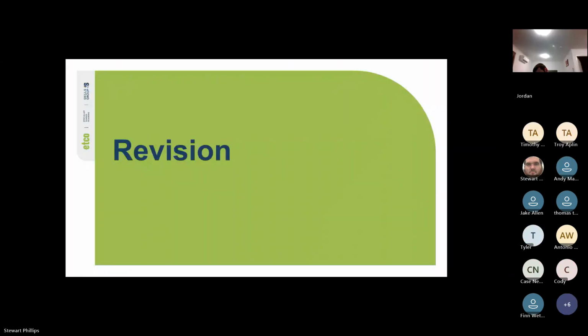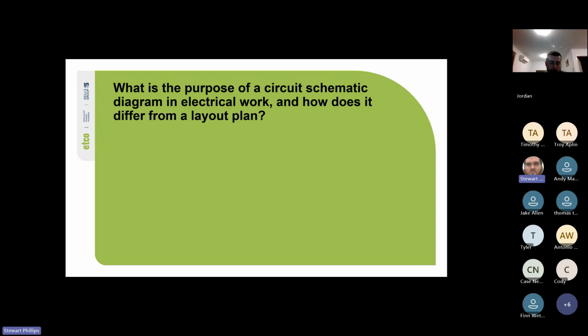We'll start with a little bit of revision just to catch up on where we were at from last term. What is the purpose of a circuit schematic diagram in electrical work, and how does it differ from a layout plan?